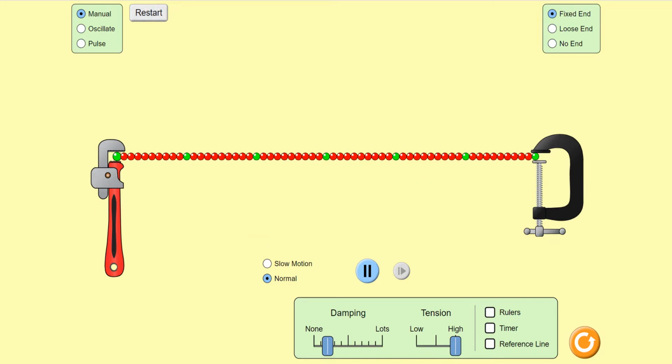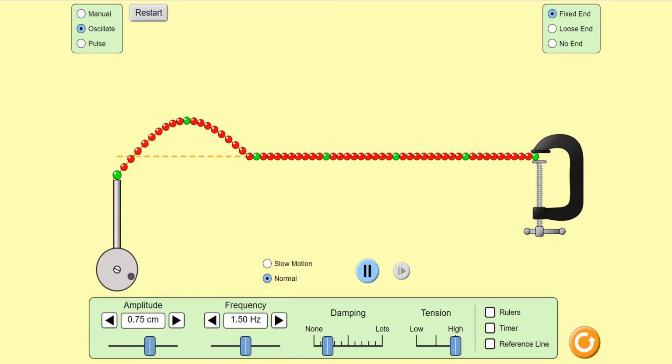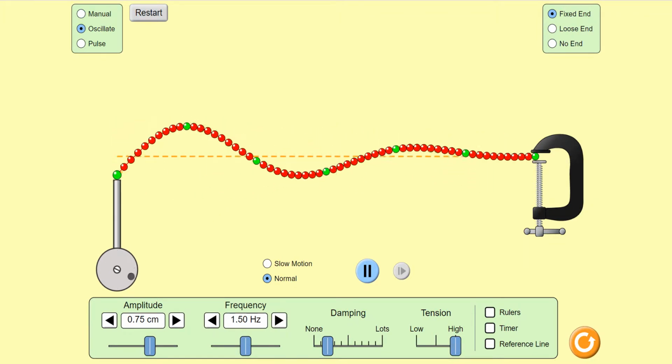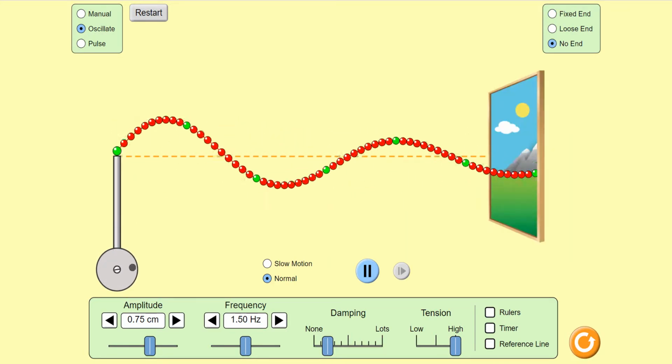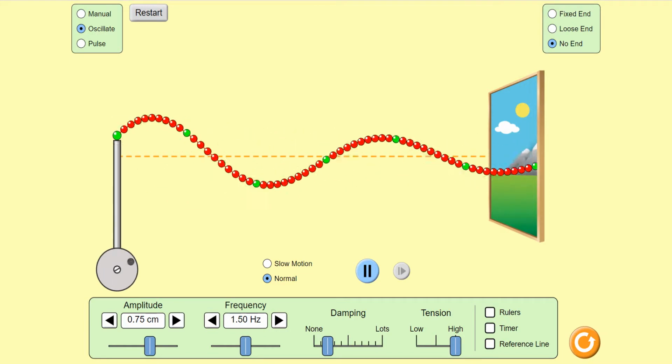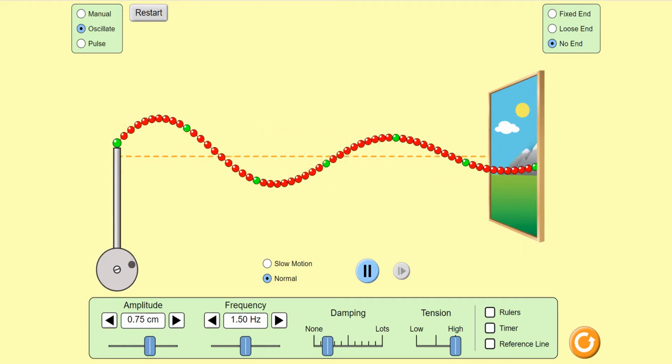I'm just going to restart that. What I'm going to do is set this wave to oscillate. So it's going to be put on a motor. It's going to bob up and down like this. It's a little more complicated because I do have a fixed end on the other side. Just for simplicity for now, let's say we have no end. Let's just send this wave off to infinity. Here I am with my slinky analogy. I'm oscillating it up and down.